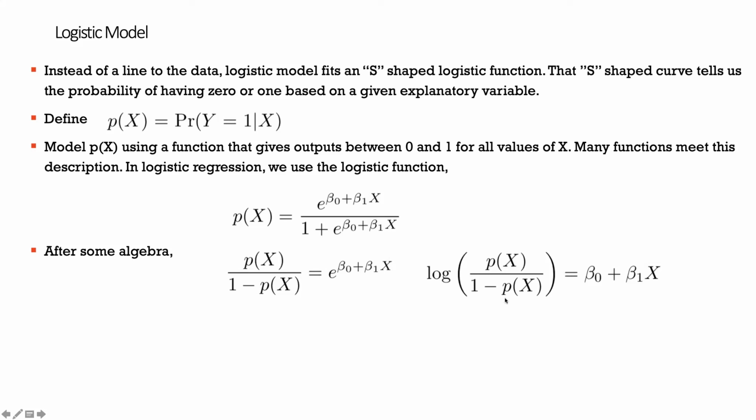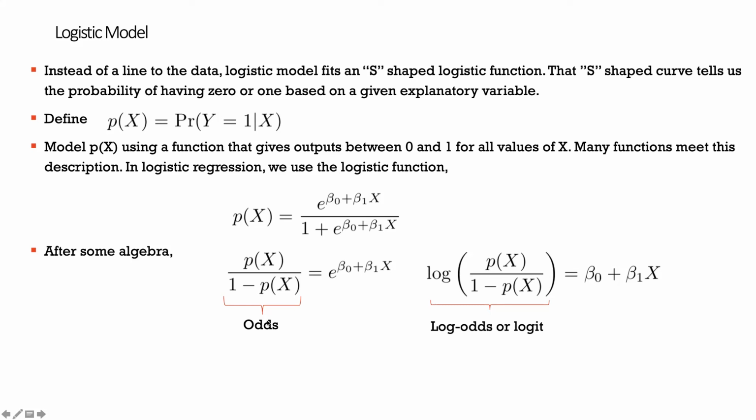If you just take the log value, you will see that it is much easier for us to use. Now we are going to give a name to this definition. So now we have the form we are very familiar with, beta 0 plus beta 1x. And this quantity, p(x) over 1 minus p(x), is called the odds.